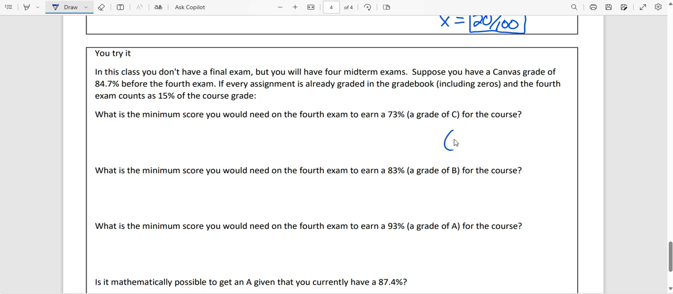Okay, a 6.7 score, the first minimum score. That's not much on the test. A 73.37 would be required to get an 83%, and a 140.03, which is not possible on a 100-point test. And so, no, it is not possible to get an A given this situation. All right, hope you got it right.